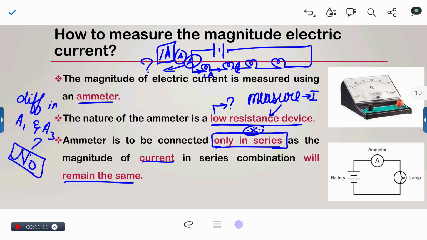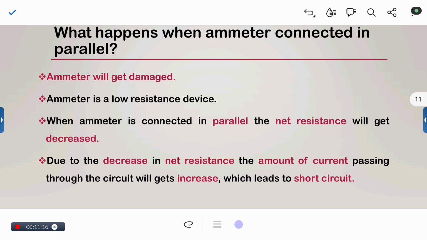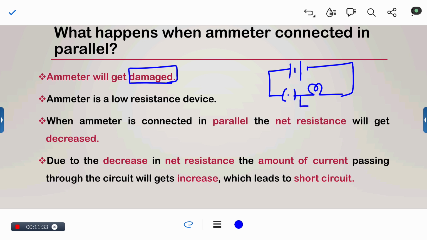Next, what happens when the ammeter is connected in parallel? What will happen over here is the ammeter will get damaged, if it is mistakenly connected in this format. Let's take a circuit with a plug and a bulb. Across the ends of the bulb, if I connect the ammeter in this order, that means the ammeter is connected in parallel. In this condition, what will happen? The ammeter will get damaged.